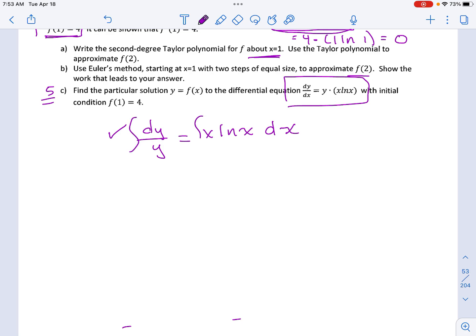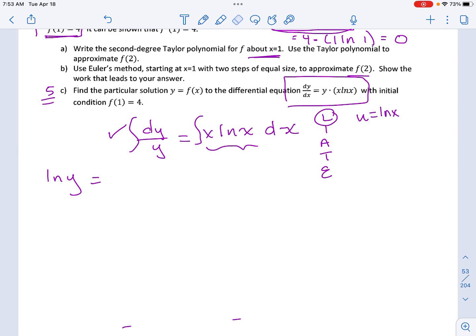Then we're going to go ahead and take the antiderivative of both sides. Antiderivative of the left is just natural log of y. This side, we are going to be using integration by parts. This is our u dv. So remember, LIATE is the acronym that you want to use to pick your u. I see a log, so that's how I decide what to pick for my u.